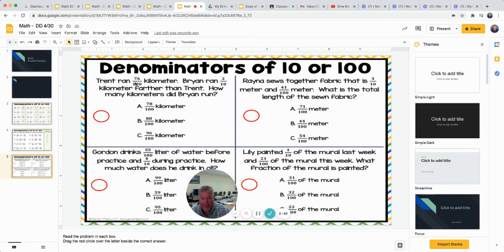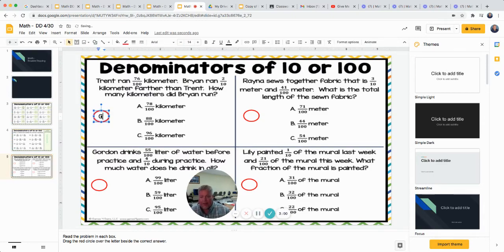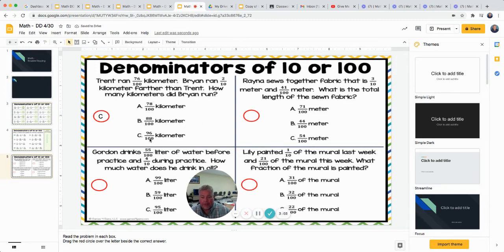So I'm going to take my 76 hundredths and I'm going to add my 20 hundredths, which would give me 96 hundredths. So what you're going to do is click on the box and type in the letter that's correct, okay? So 96 hundredths was C. That's why I put a C. So again, read these problems carefully and make sure you see what it's asking. I didn't just say Brian ran 2 tenths kilometers farther than Trent and look for 20 hundredths down here. But find out how much farther 20 hundredths is than 76 hundredths. So think about what the problem is asking you before you try to answer it, okay?